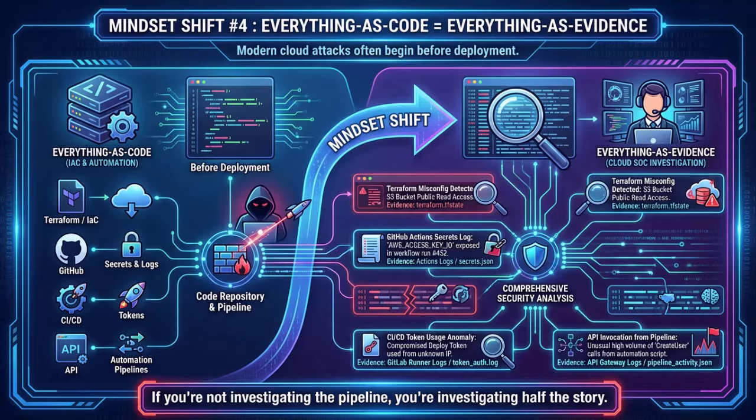A cloud investigator or a SOC cloud investigator usually should check, for example, Terraform misconfigurations, GitHub Actions secret logs, the CI/CD tokens and API invocations from automation pipelines. If you're not investigating the pipeline, you're investigating half the story.